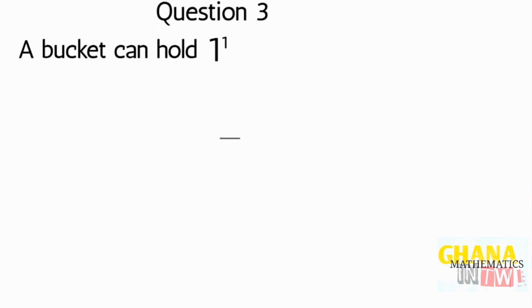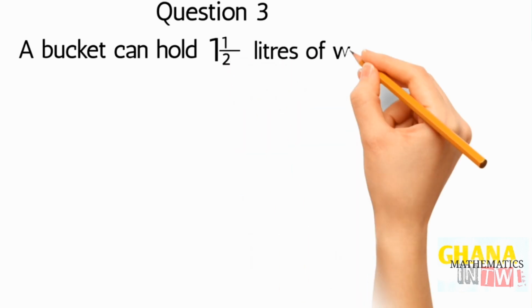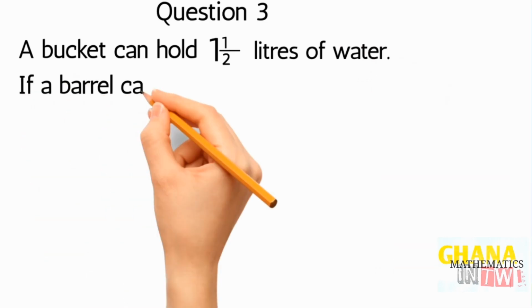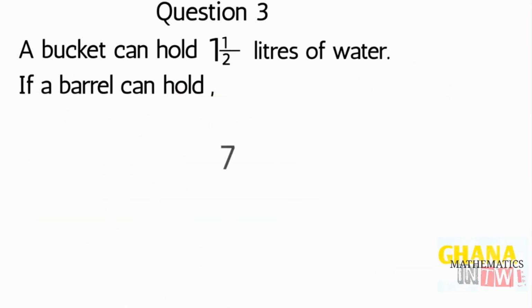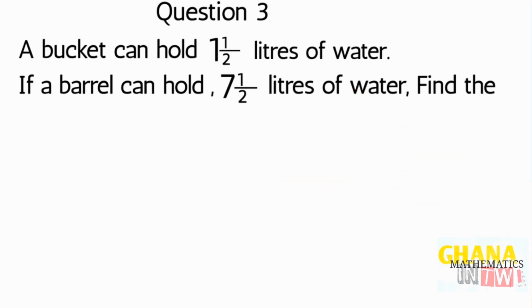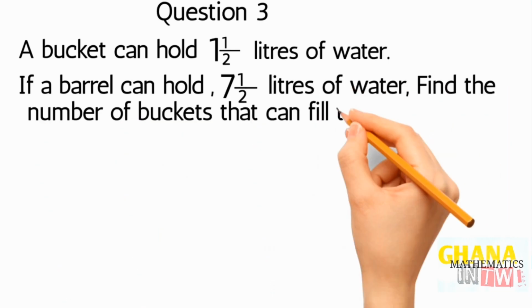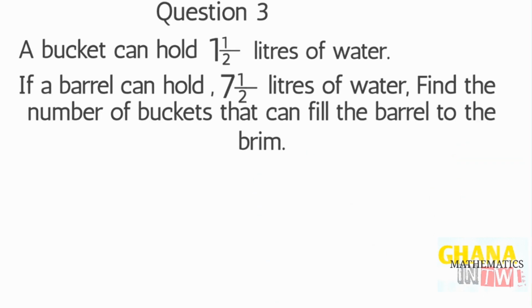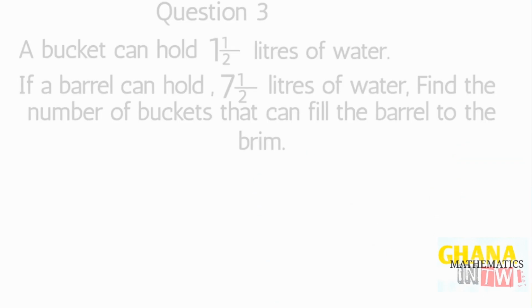Okay, a bucket can hold 1 whole number, 1 over 2 liters of water. So one whole number, 1 over 2, I'll call it whole number, or let's say mixed fraction. That would be the proper word, mixed fraction. And a barrel can also take this amount of water, which is 7 whole number, 1 over 2 liters of water. So we have to find the number of buckets of water that can fill the barrel to the brim.